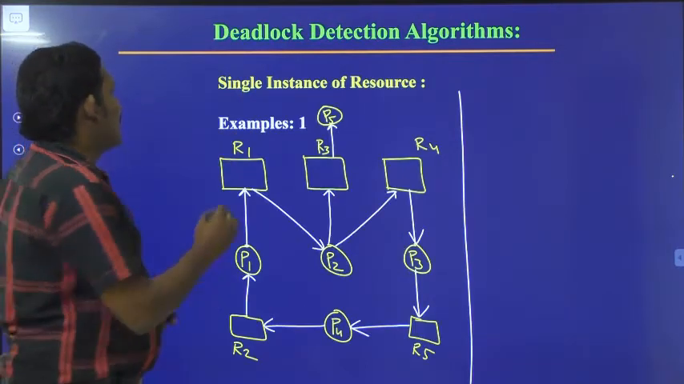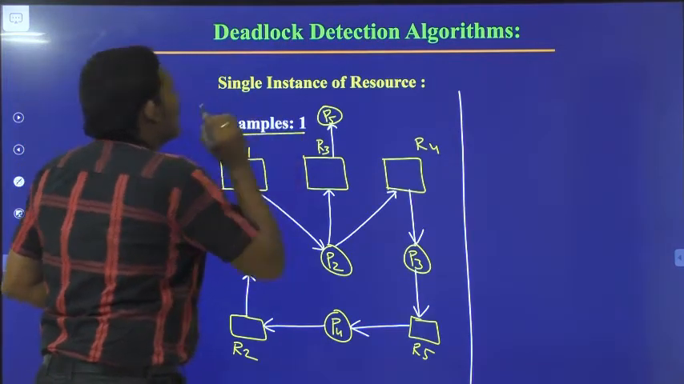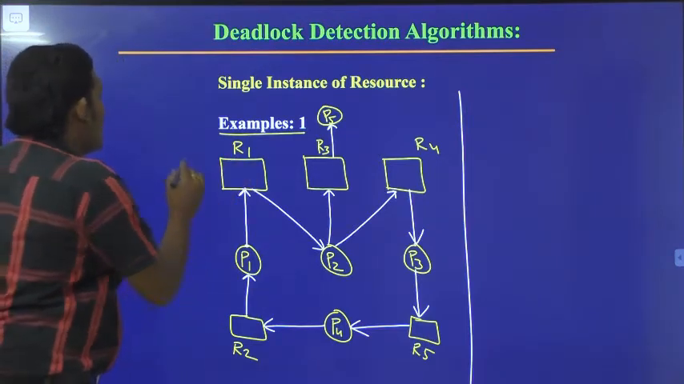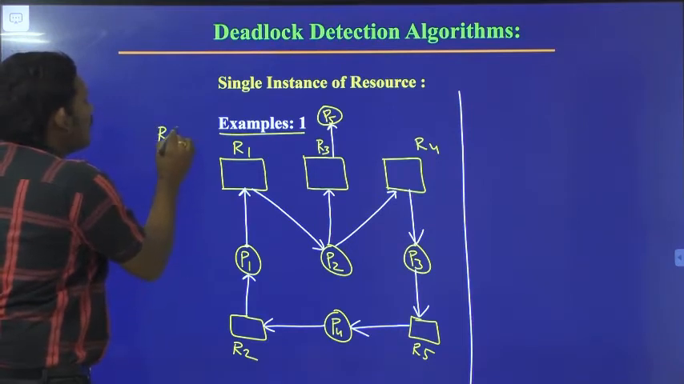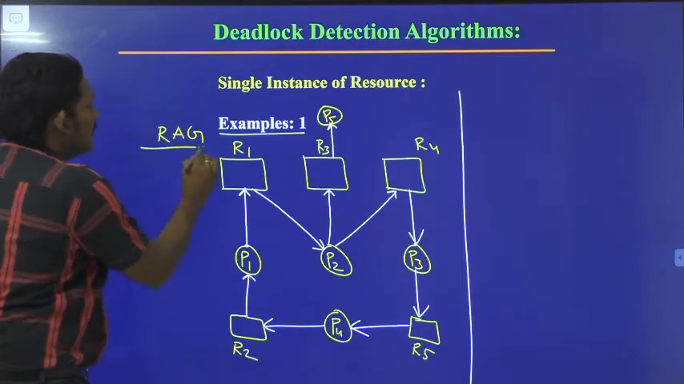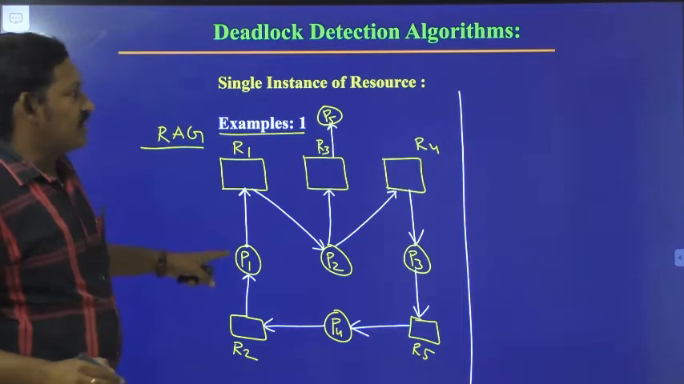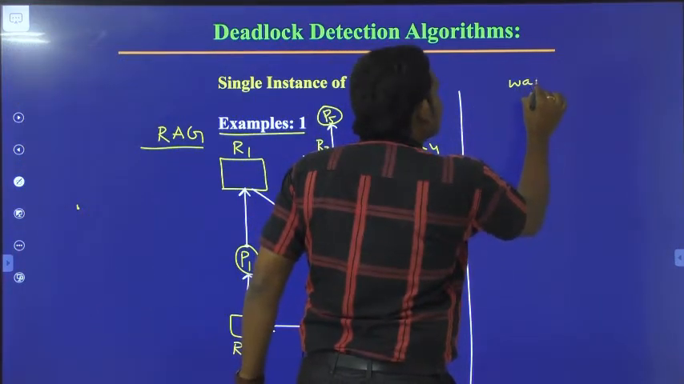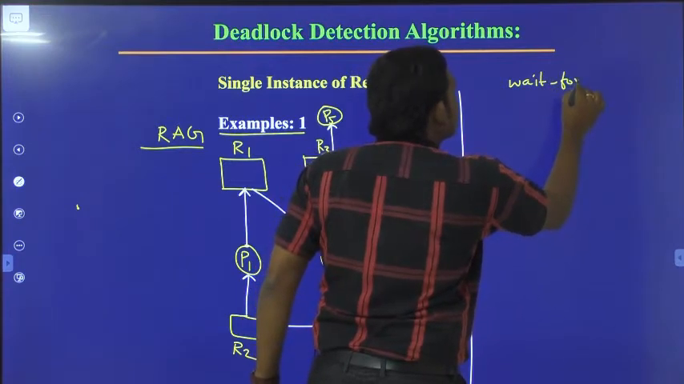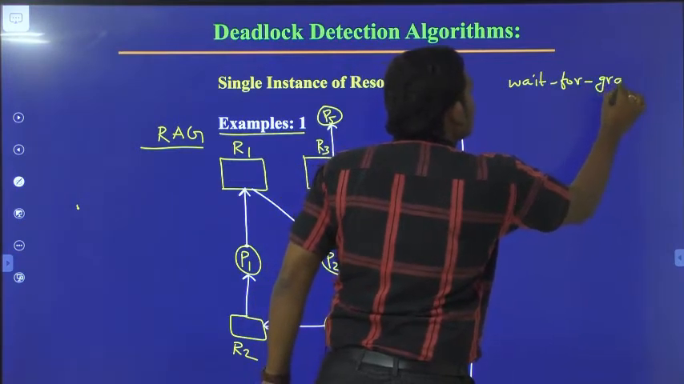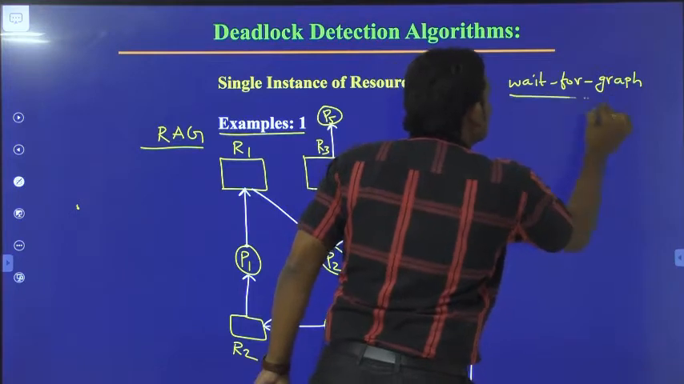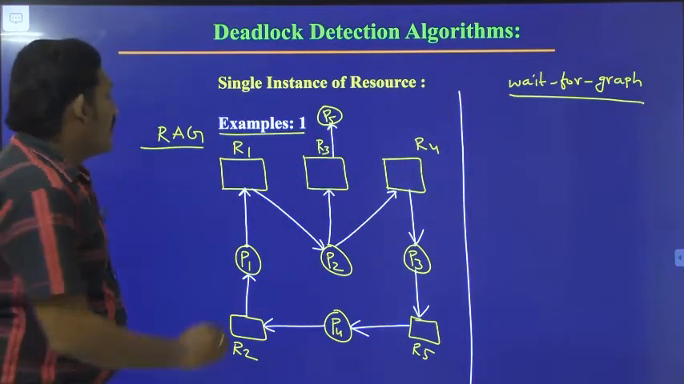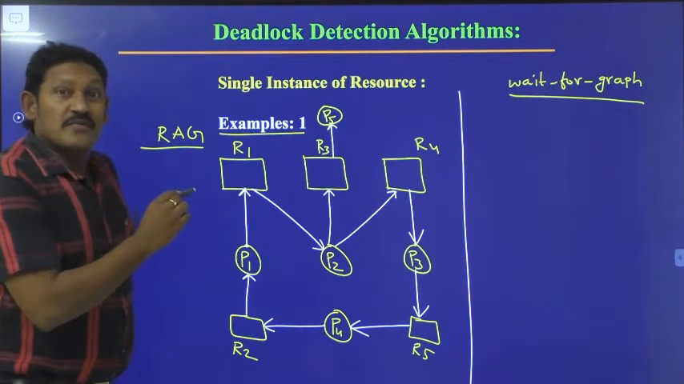This is the first example for single instance of resources. This is a resource allocation graph. Now we are going to draw the wait-for graph. What is a resource allocation graph? The resources are allocated to different processes.